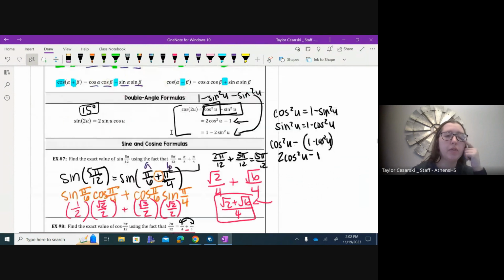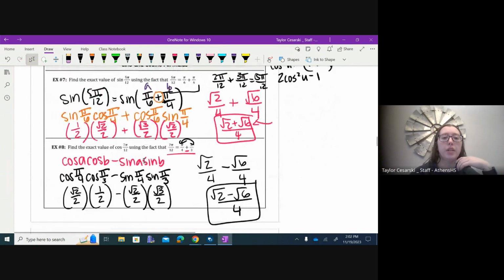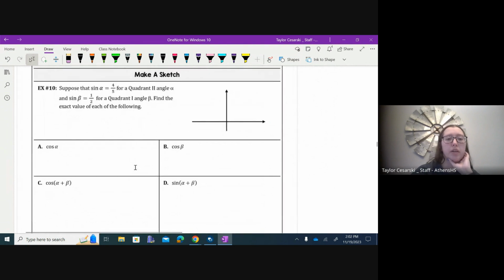So in 3.12, in the last video, we started talking about sum and difference identities and double angle identities. And these will allow us to evaluate more trig functions that maybe aren't exactly on the unit circle. So we did do a few examples with sum and difference, so we're going to jump into some double angle ones.